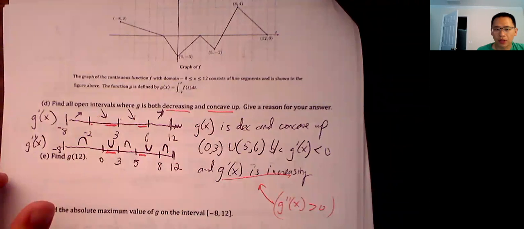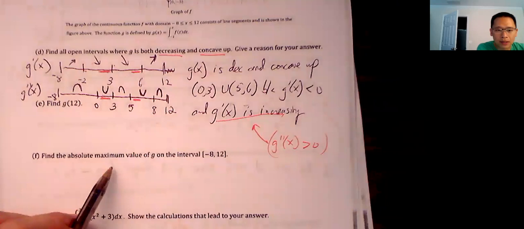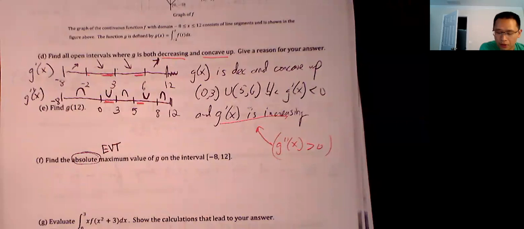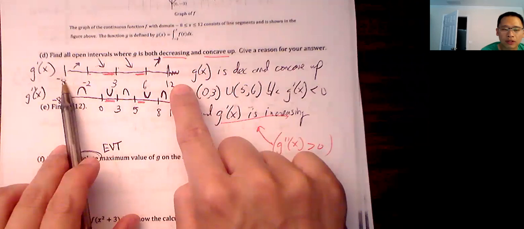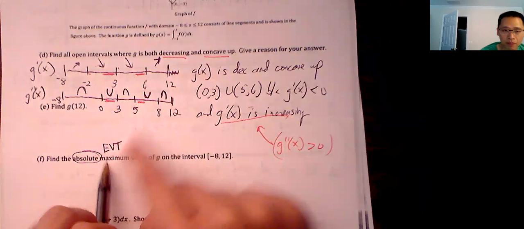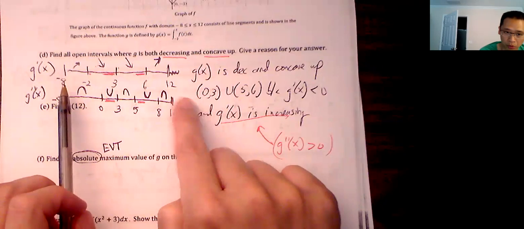All right, find the absolute max value. So absolute max, whenever you see those words there, we should be thinking extreme value theorem. So extreme value theorem means we need to test the endpoints, and we need to test the relative max, relative min. So we don't have to test three because three is neither a relative max nor relative min. Actually, if you see this, it says absolute max. So that reduces our test points even more.